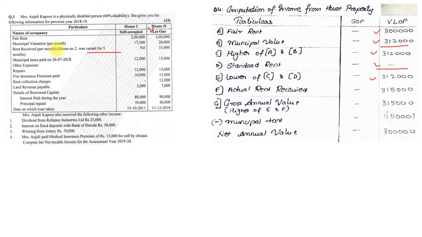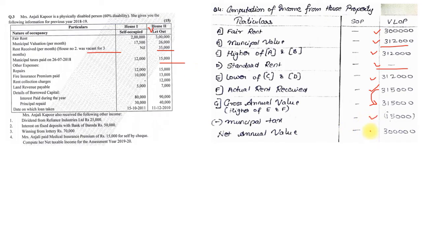Actual rent received, now this is VLOP. So 35,000 into 9, because 3 months are vacant, comes to 3 lakh 15. The rule of VLOP is very simple. Whatever is actual will turn out and become GAV, 3 lakh 15. Less municipal tax paid, municipal tax paid is 15,000.